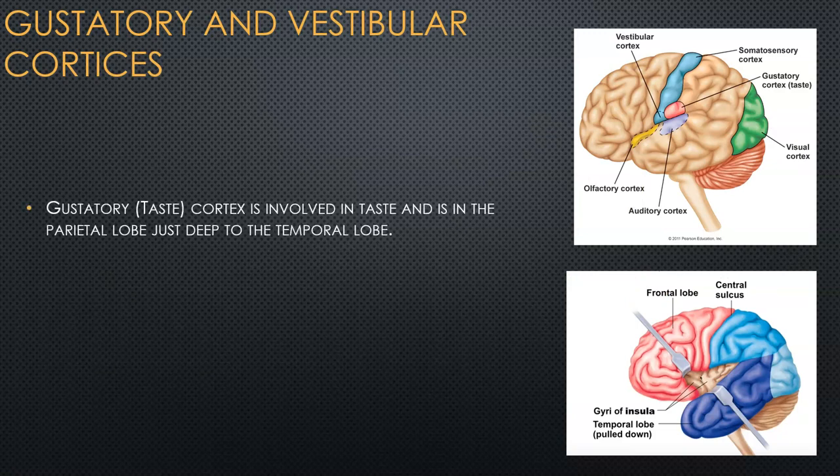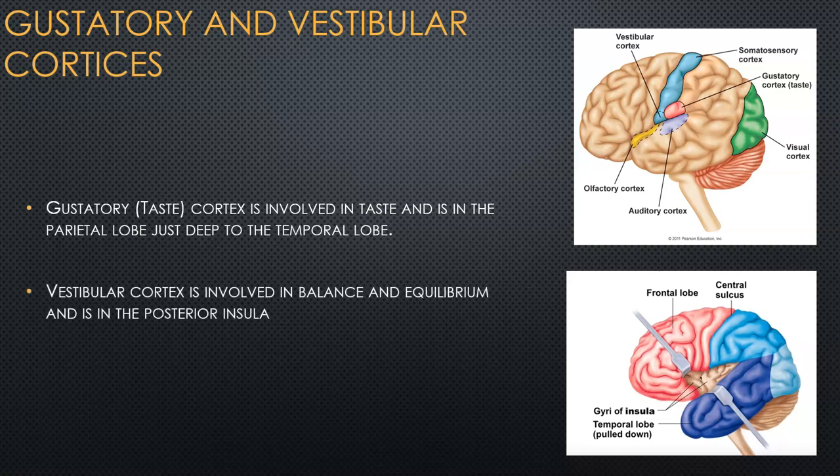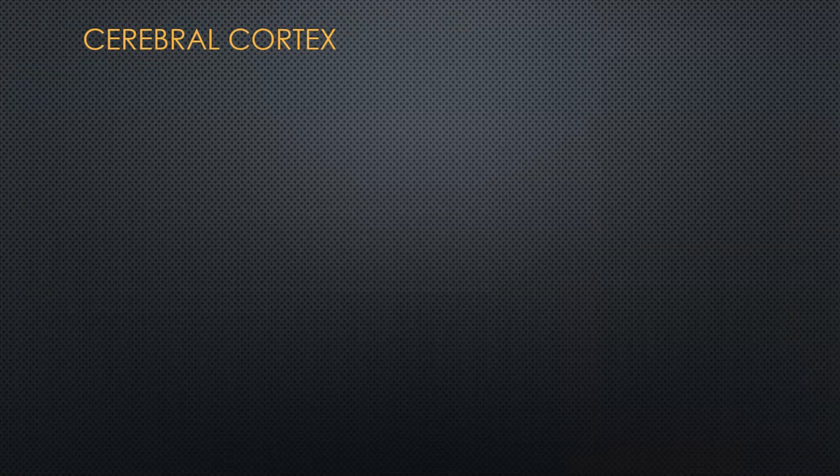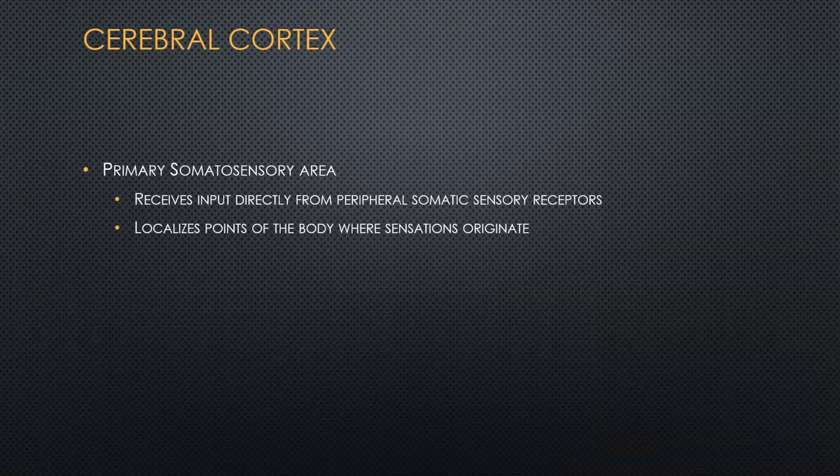Gustatory, again, is taste. It's involved in taste, and it's in the parietal lobe, just deep to the temporal lobe. And the vestibular cortex is involved in balance and equilibrium, and it is in the posterior insula. Okay, the cerebral cortex, some more stuff.